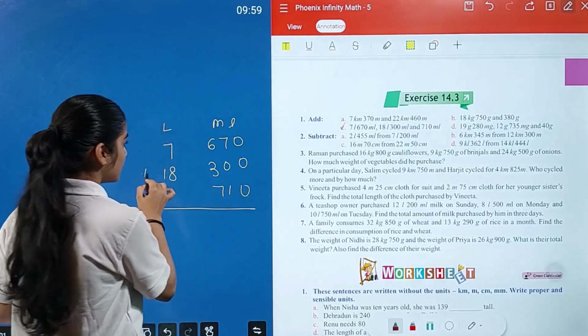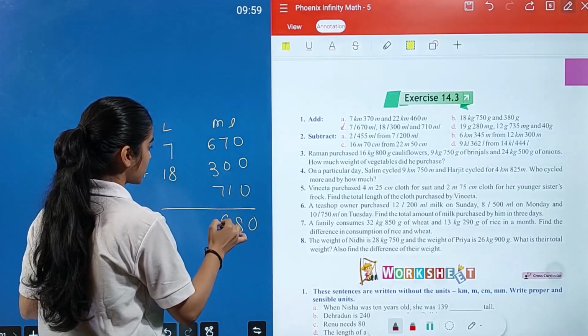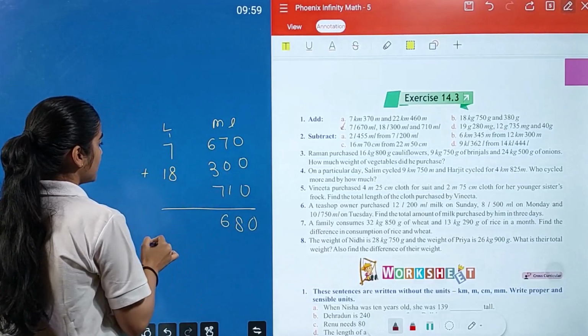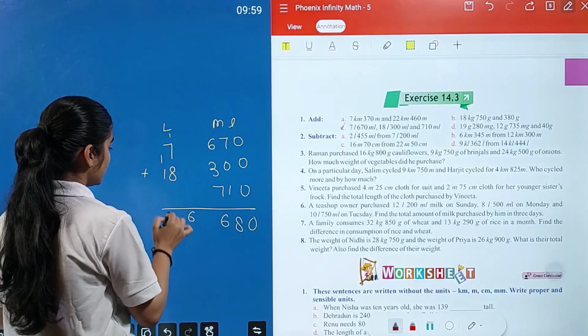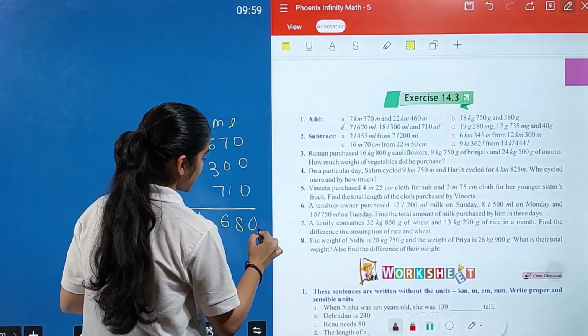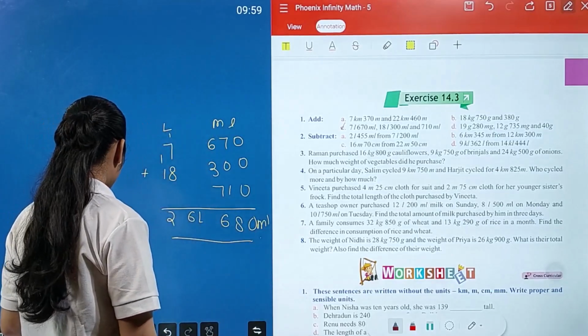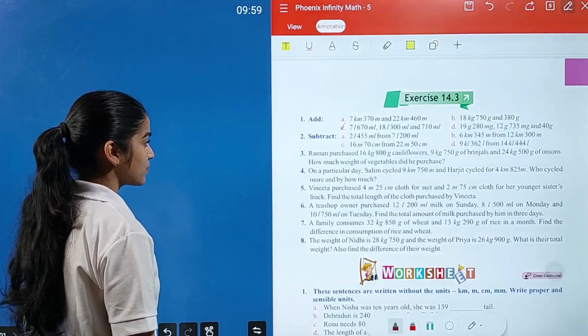Now we have to add them together. 0, 8, 9, 7, 16, 1, 15, 1, 16, 1, 2. So 26 liter and 680 milliliter is your answer. Now we have to move forward to question number 2 where we have to do subtraction.